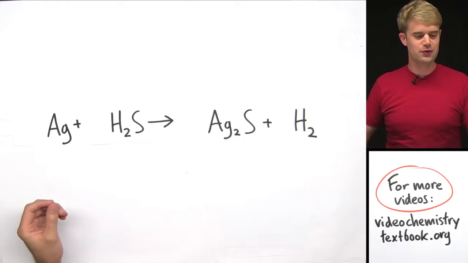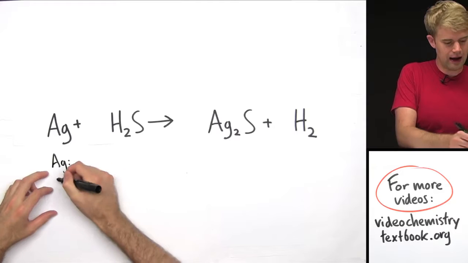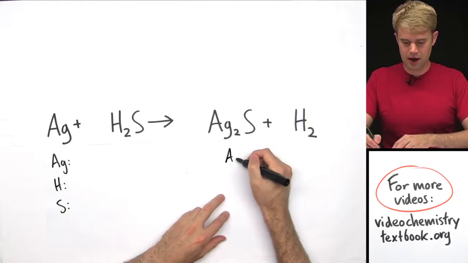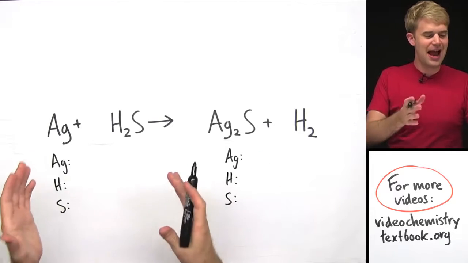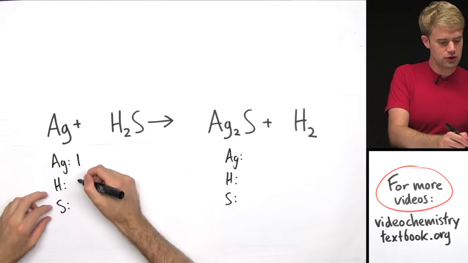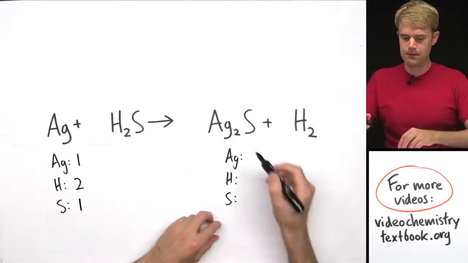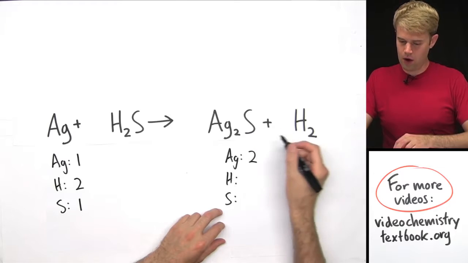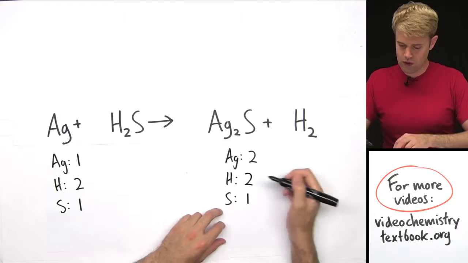Okay, so in this equation we've got 3 elements: silver, Ag, hydrogen, H, and sulfur, S. Obviously we've got these on both sides of the equation. Let's see how many atoms we have of each. Over here we've got 1 Ag, we've got H2, so 2 hydrogen atoms, and then we have S, so 1 sulfur atom. Over here we have Ag2, so we have 2 silvers. Sulfur, we have 1, and then we have H2, so we have 2 hydrogens.